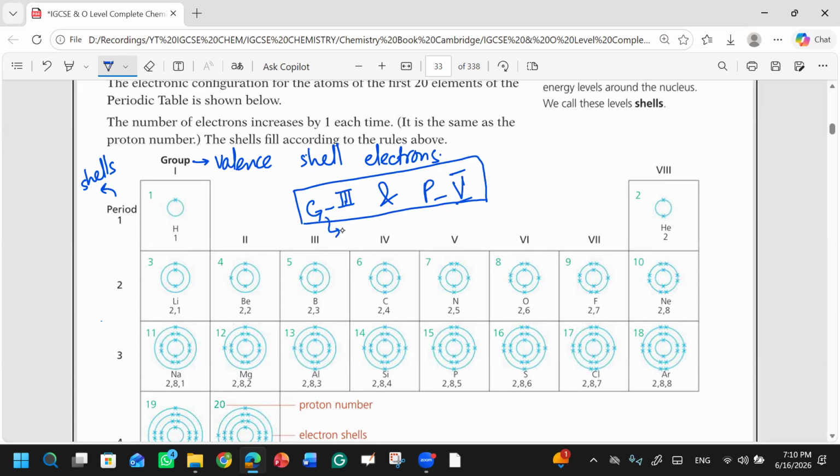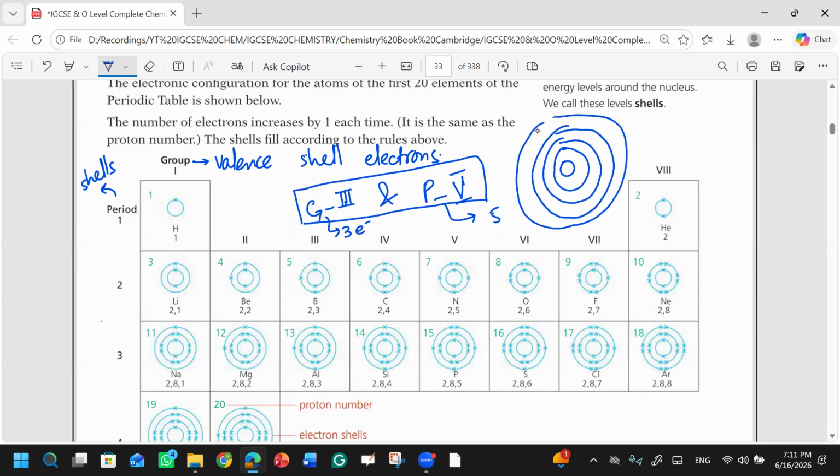And period 5 means the shells will be 5. You have shells 1, 2, 3, 4 and 5, and in the fifth shell there will be 3 electrons. This is the information we get.